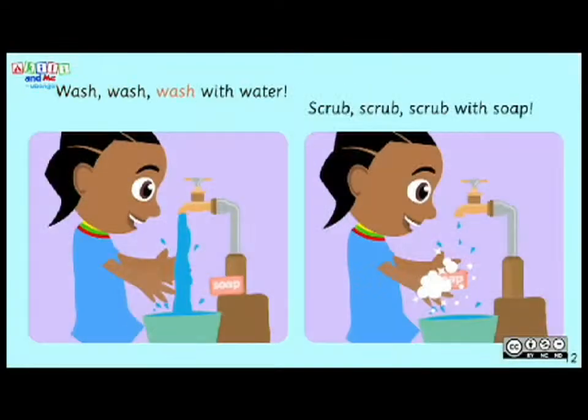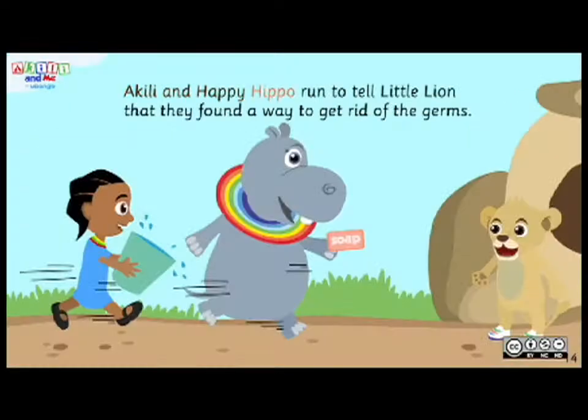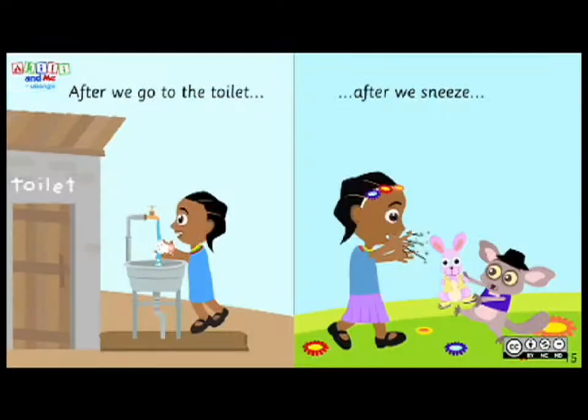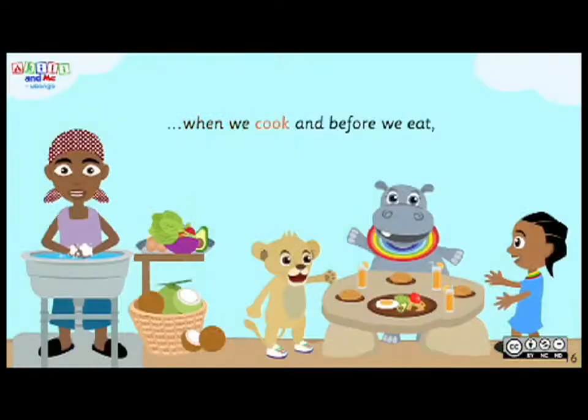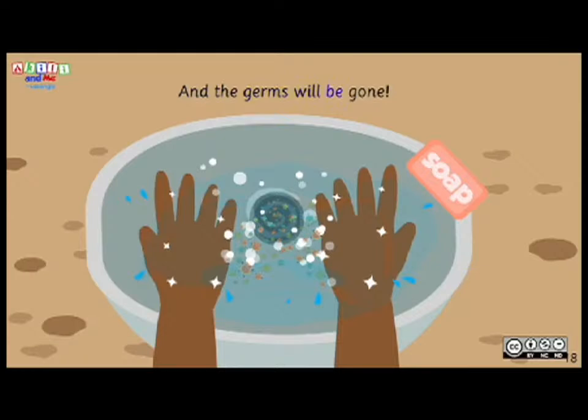Wash, wash, wash with water. Scrub, scrub, scrub with soap. Rinse, rinse, rinse with water, and the germs will be gone. Akili and Happy Hippo run to tell Little Lion that they found a way to get rid of the germs. After we go to the toilet, after we sneeze, when we cook, and before we eat, we wash with water. We scrub with soap. We rinse with water. And the germs will be gone.